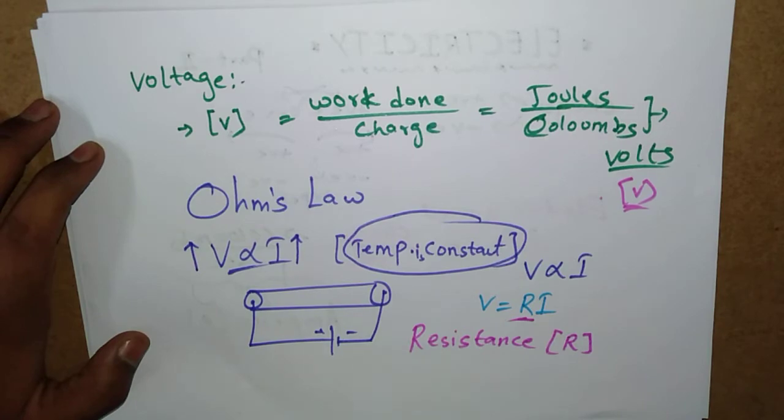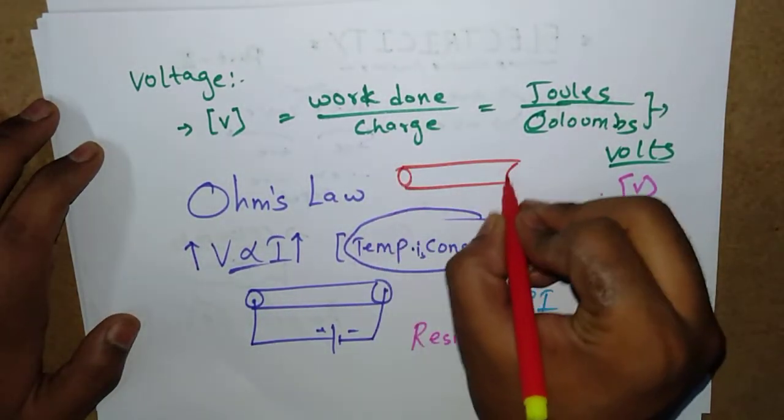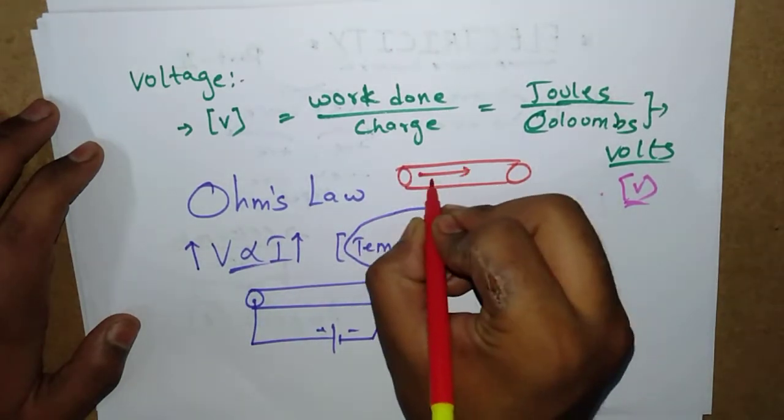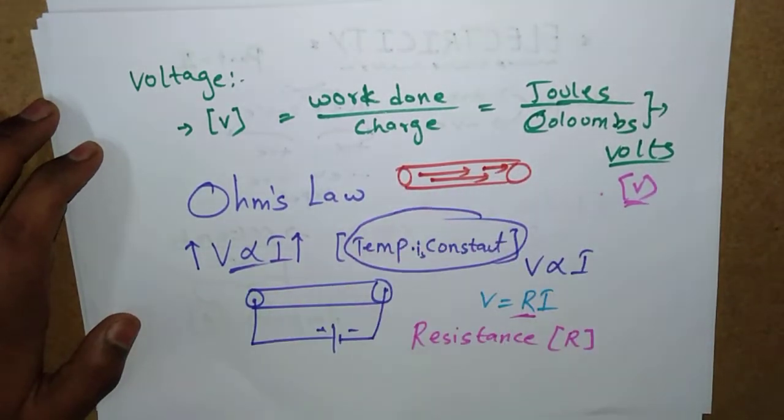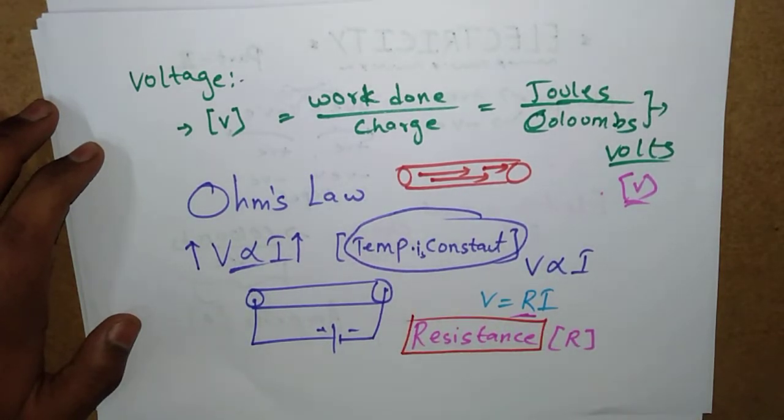So what is resistance? Let us suppose the conductor is here and the current is flowing in this direction. The obstruction faced by the flow of current, every material has a property called resistance. Every material obstructs the flow of current.